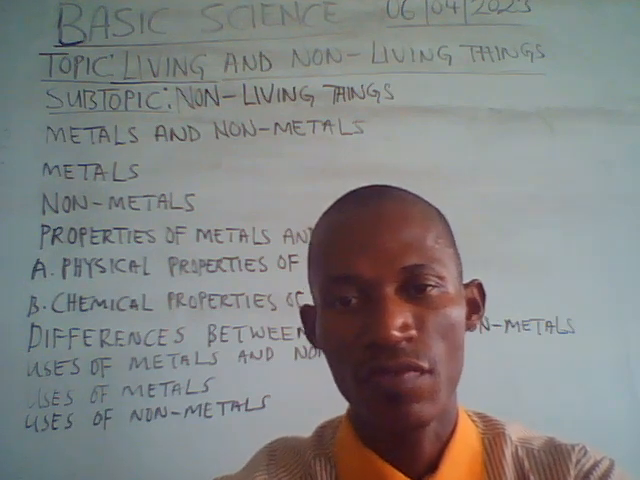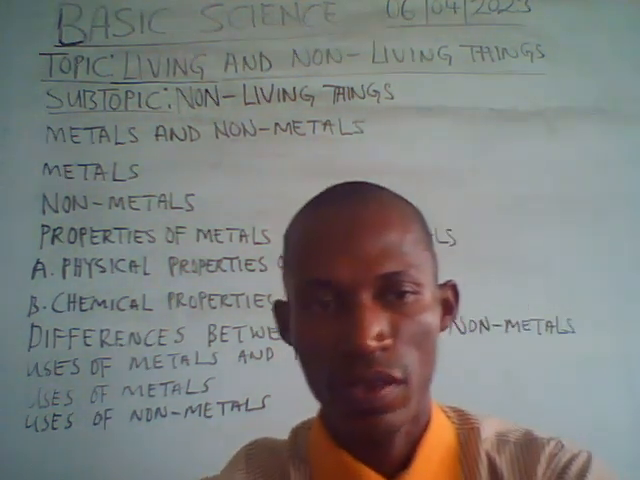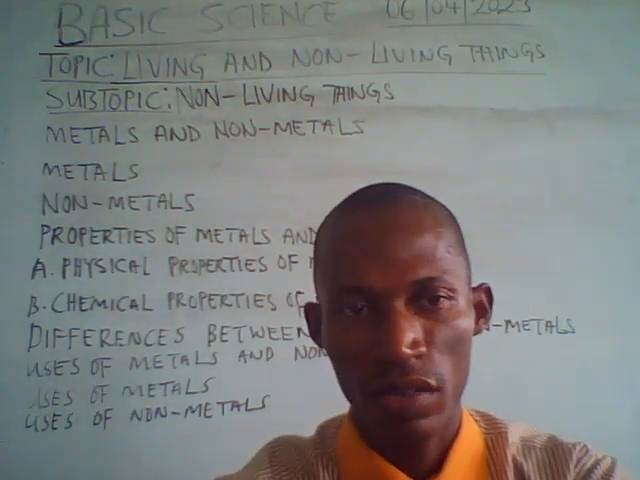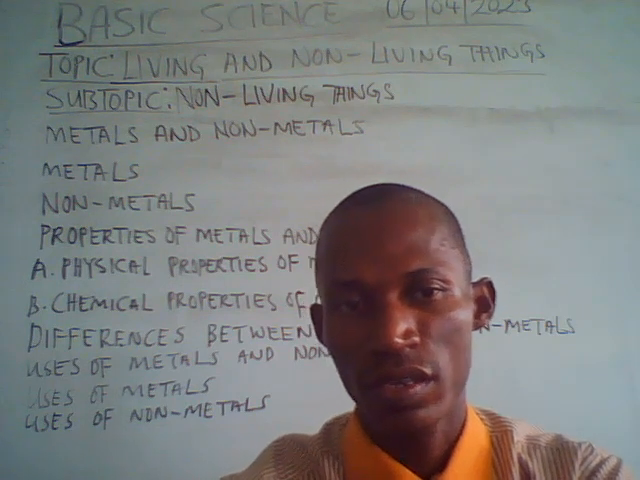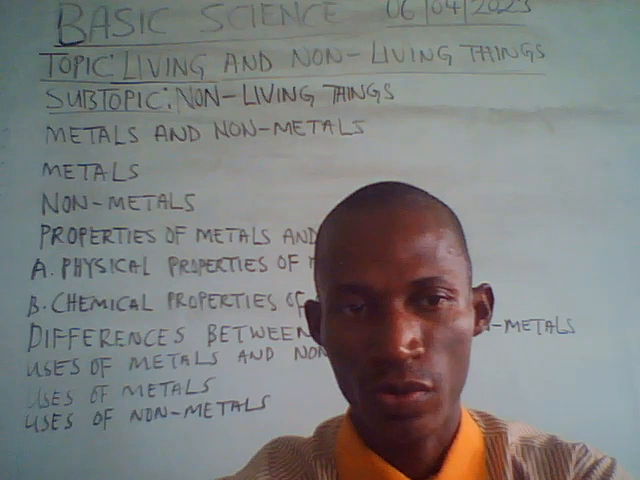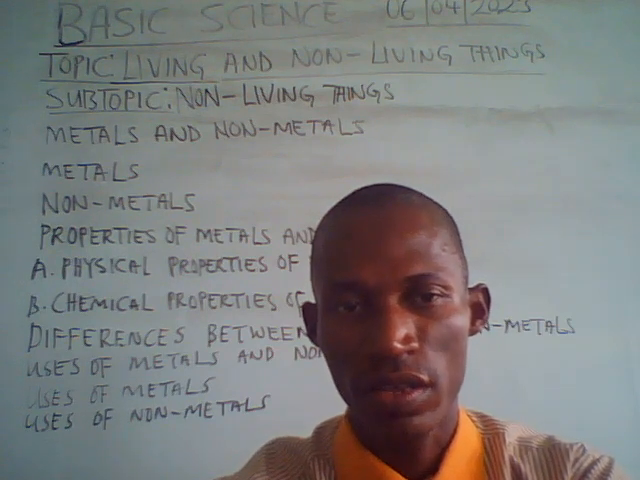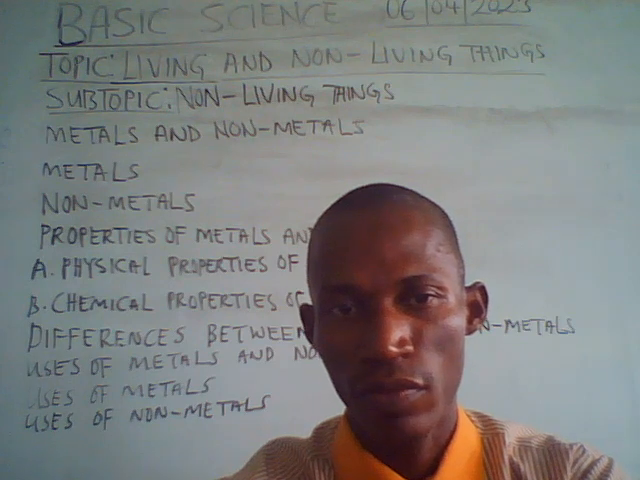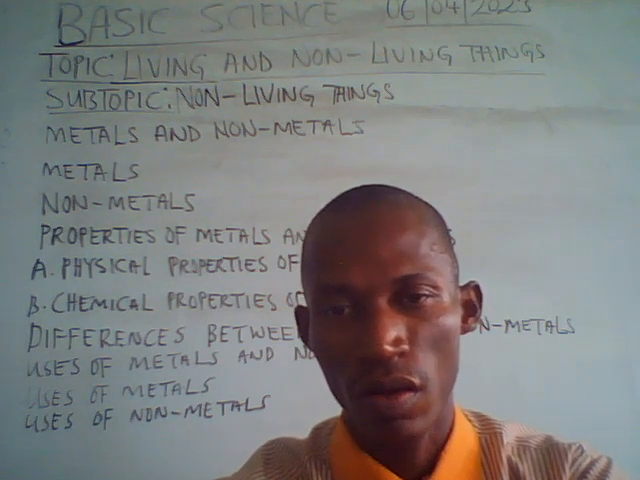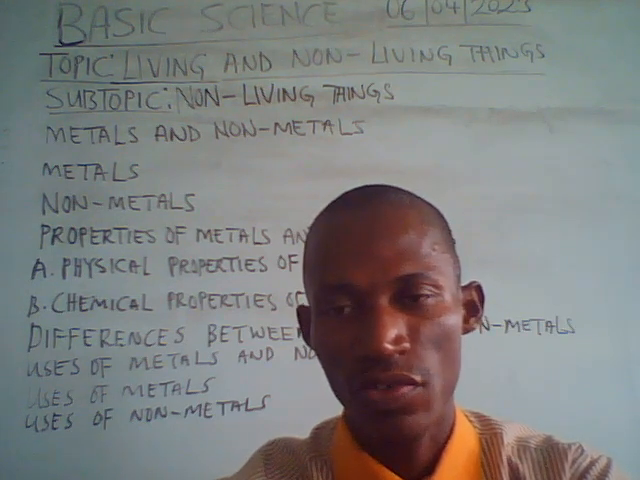Now we'll look at the differences between metals and non-metals. If in a tabular form we put property, then metals, then non-metals, let's look at the first one, the states. Metals are generally solid at room temperature, while non-metals are generally solid or maybe liquid or gas. Now the second one is hardness. Metals are generally hard.